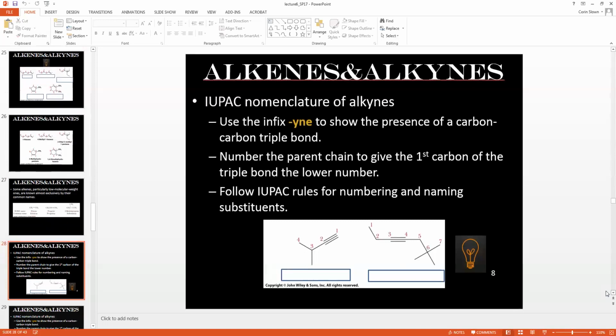IUPAC nomenclature of alkynes is very similar to alkenes. We use the infix YNE to show the presence of a carbon-carbon triple bond. We number the parent chain to give the first carbon of the triple bond the lower number. And then we follow IUPAC rules for numbering and naming substituents. So take a moment, go ahead and name these 2 alkynes.